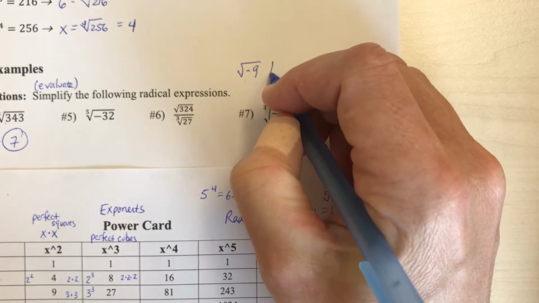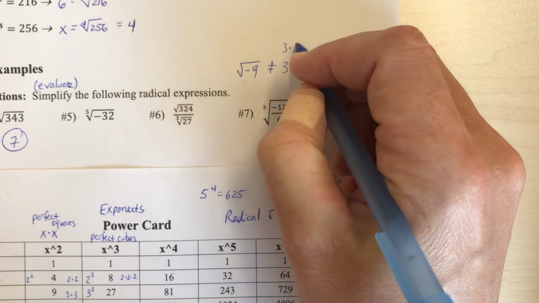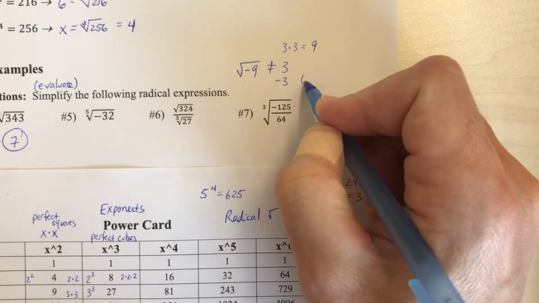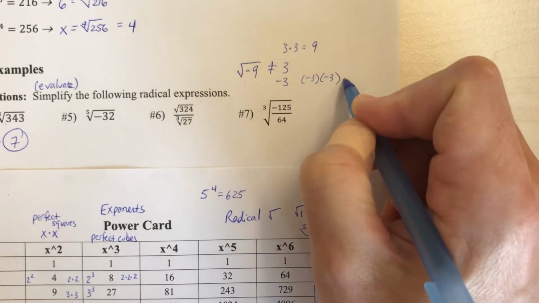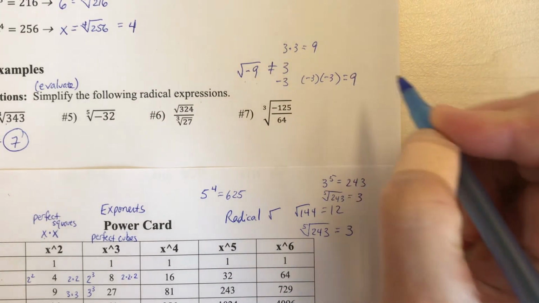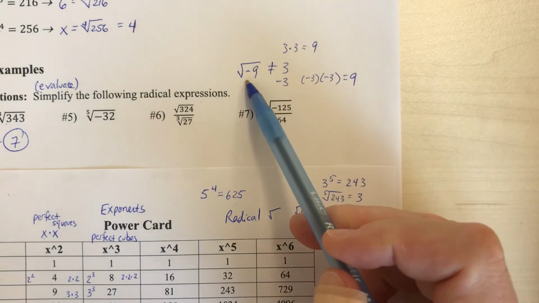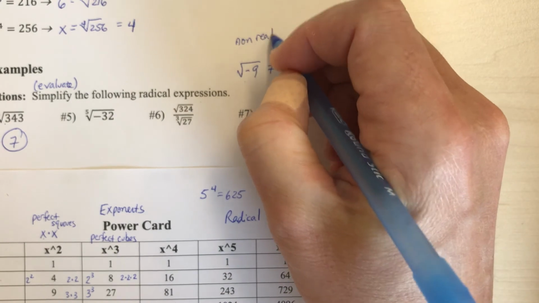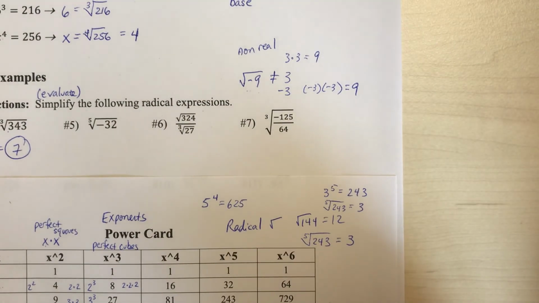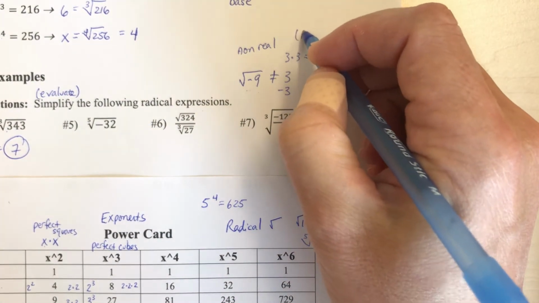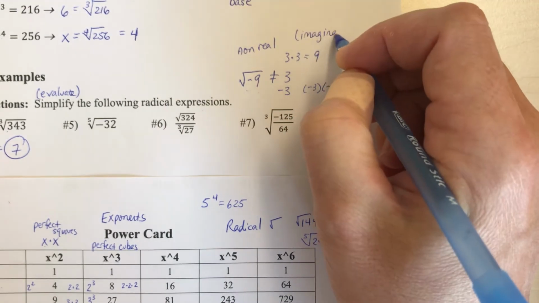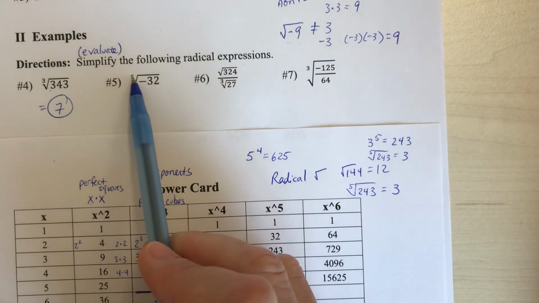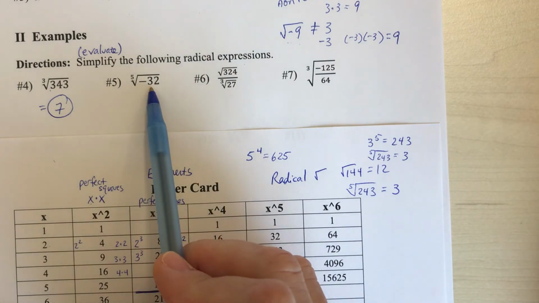So we can't say it's 3 because 3 times 3 is positive 9. But we can't say it's negative 3 because a negative times a negative is also a positive. So there's no number times itself that gives us negative 9. So it is non-real. Now there actually is a way to simplify that. We'd have to deal with something called an imaginary number, but that will come up at a different time. But we can take the fifth root of negative 32.